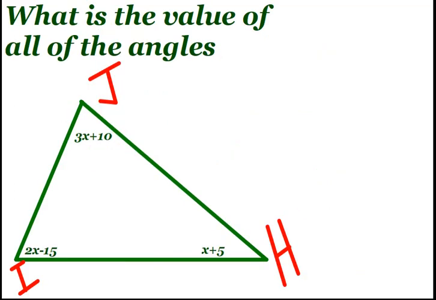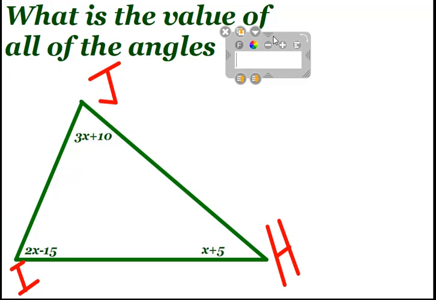Then we have the next question. What is the value of all of these angles? Let's write that down. Looking at this, we can see that we cannot even use exterior angles. We cannot use angles in a straight line. So all we have is sum of angles in a triangle. So we basically have to solve for x and then substitute that x into our angles to get the value of each angle. So angle I, J, and H.